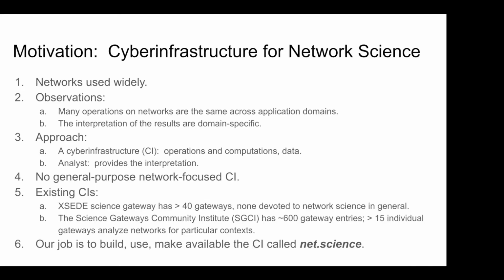So the motivation for the cyber infrastructure, as we just saw in the previous slide, is the wide use of networks. The second aspect is that many operations on networks are common across application domains. For example, computing the number of connected components on a graph can be done without regard for what the domain is, and then it's the analyst who interprets the results for the specific domain of interest. So that's our general approach for this project: we want to build a general purpose cyber infrastructure for network science.